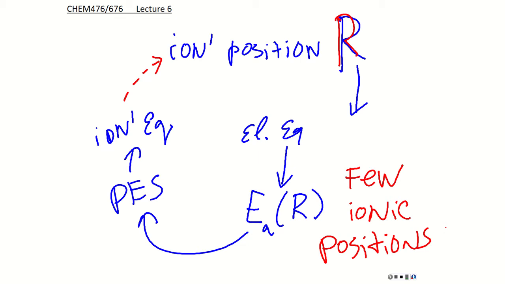In actual calculation, one needs to update ionic positions, solve the electronic equation, find the eigenenergy, plug it into the potential energy surface together with nuclear repulsion, and then, based on the potential energy surface gradient, solve Newton's equation of motion, get the new position, and repeat the cycle. We will go through the cycle again and again with more details. It's just an overview of what to expect.